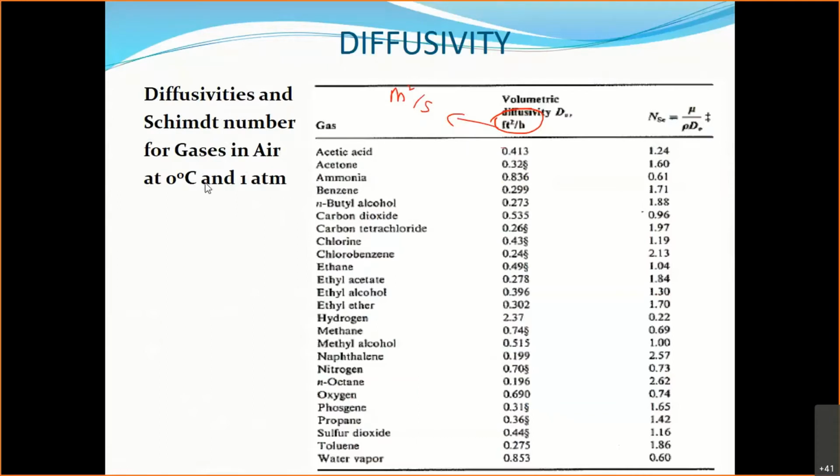Again here, 0 degrees Celsius and 1 atm. So this is only valid for 0 degrees Celsius and 1 atm. If you have another temperature, let's say 25 degrees Celsius and 1 atm, this value is not valid anymore. You have to do some modification to the value.